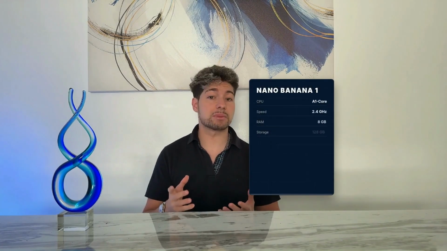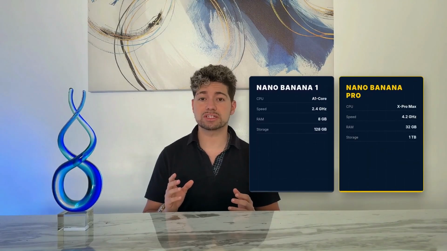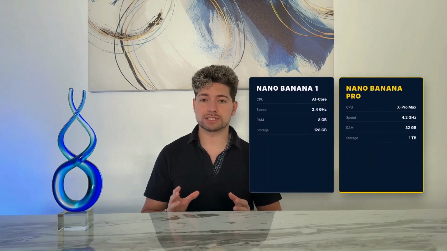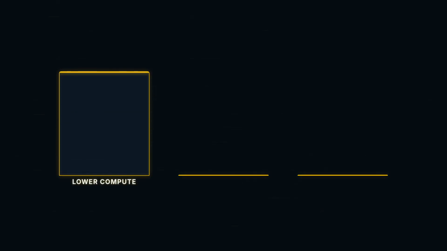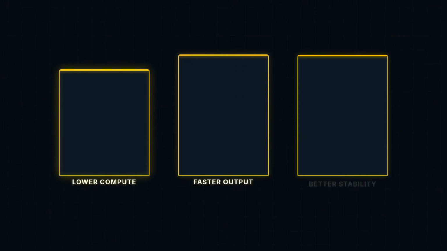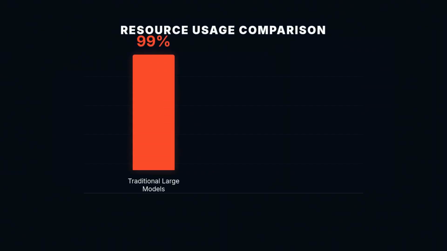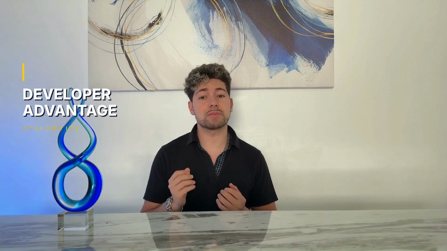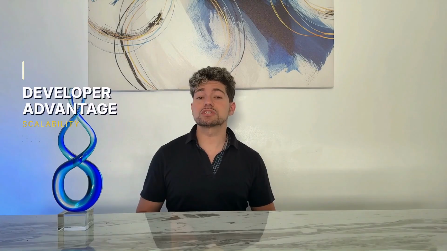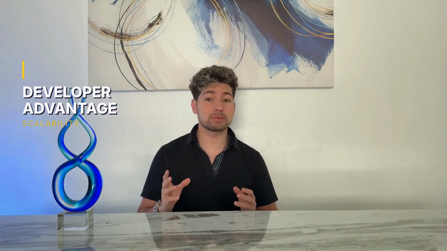And now let's compare versions. The first release was impressive, but it had limitations in processing speed. The newer version focuses heavily on lower compute requirements, faster output, and better stability. You're getting similar visual quality with dramatically reduced resource usage. That means lower server cost. For developers, that's a massive advantage. Performance isn't just about quality, it's about scalability.